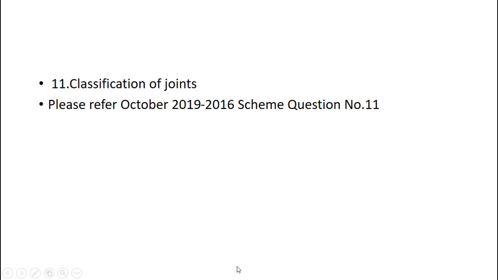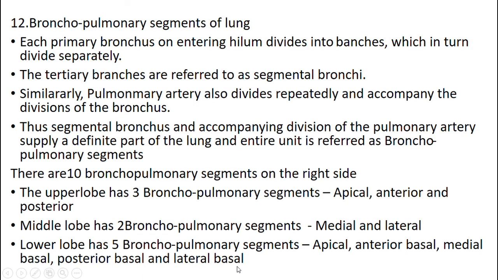Classification of joints, it has also been discussed earlier. Then bronchopulmonary segments of the lung. Each primary bronchus on entering the hilum divides into branches which can divide separately. The tertiary branches are referred to as segmental bronchi. Similarly, the pulmonary artery also divides repeatedly and accompanies the division of the bronchus. These segmental bronchi accompany the division of the pulmonary artery and supply a definitive part of the lung. The entire unit is called a bronchopulmonary segment.